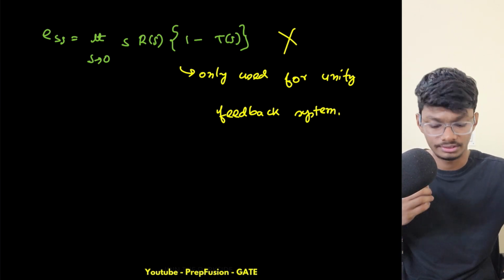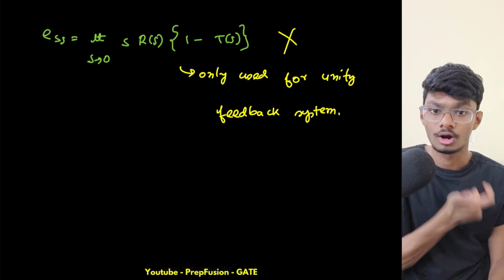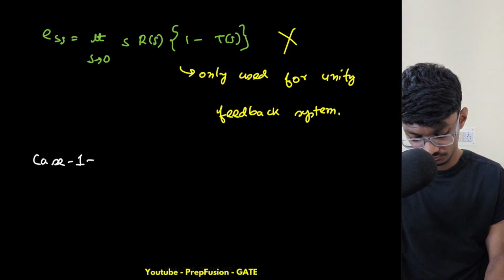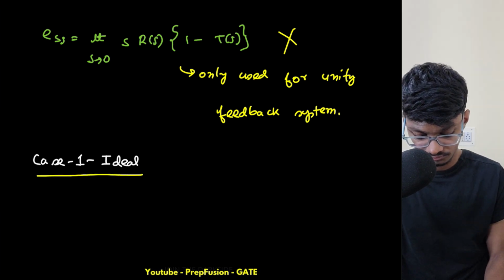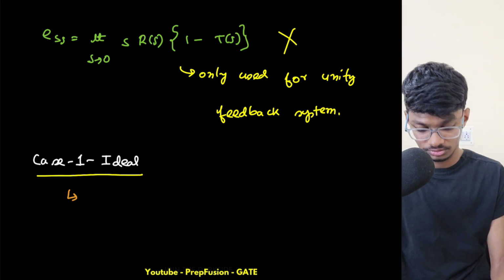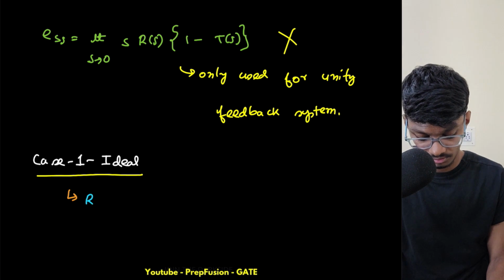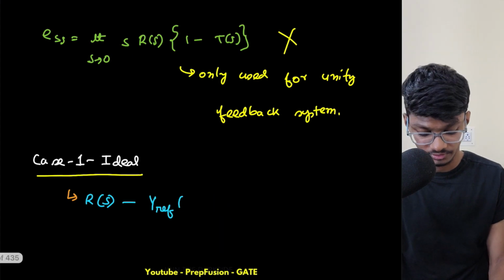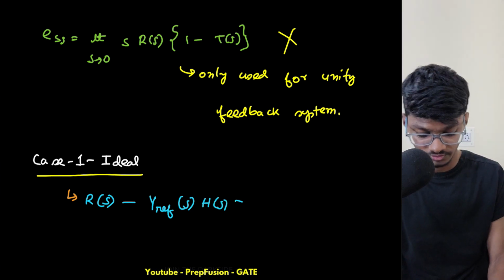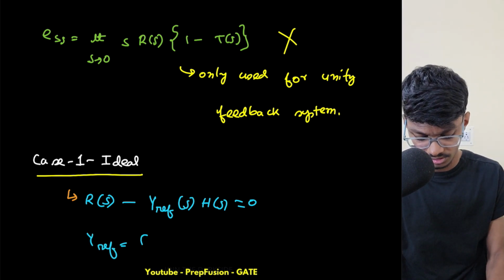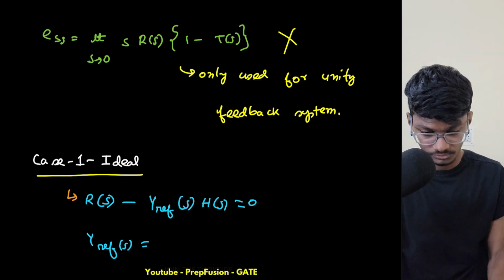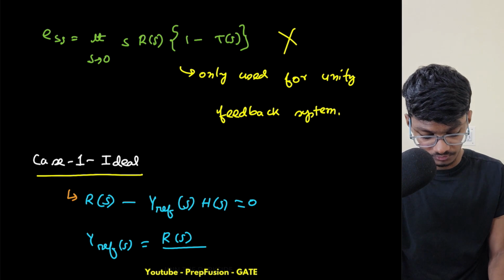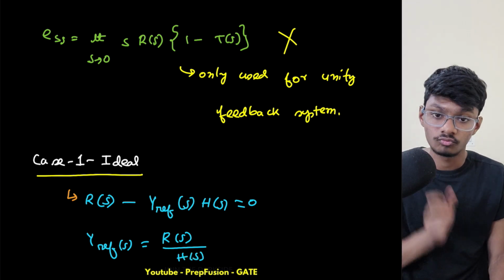Now how will I calculate? As I mentioned, first I will calculate the ideal case, and I will calculate my reference output from that ideal case. So case 1 is ideal, then obviously r of s minus y reference of s into h of s should be equal to 0. I am not putting the value of h of s now, I will put it at the end. So y reference of s is r of s by h of s. So this is what my y reference of s is.